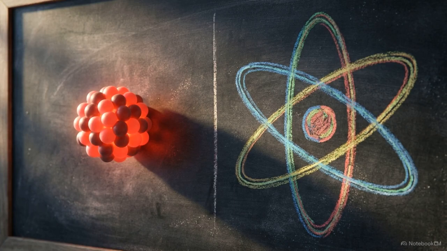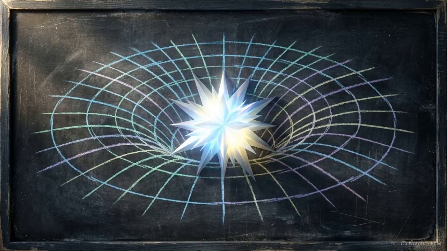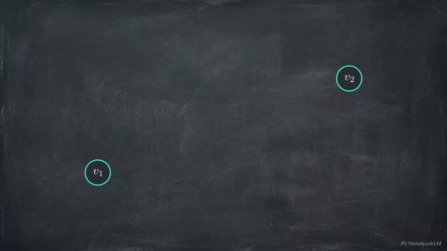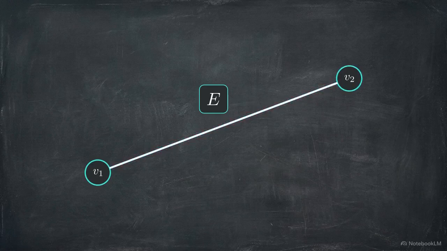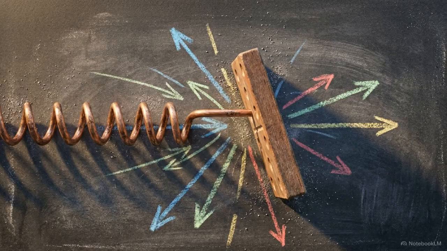Mathematically, a graph is built from vertices, labeled V. In a physical system, a vertex represents a particle, an atom, a node in an electrical circuit, or a discrete spacetime event. These vertices are connected by edges, labeled E. An edge translates to the physical interaction: an atomic bond, a force connection, a wire, or a causal path.